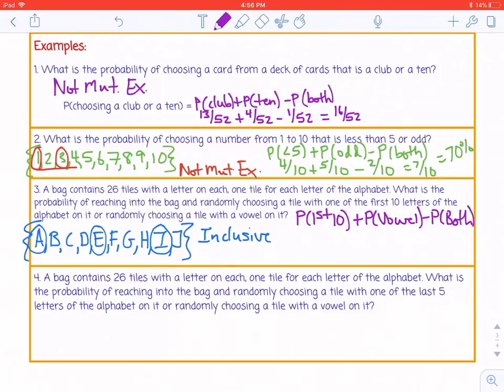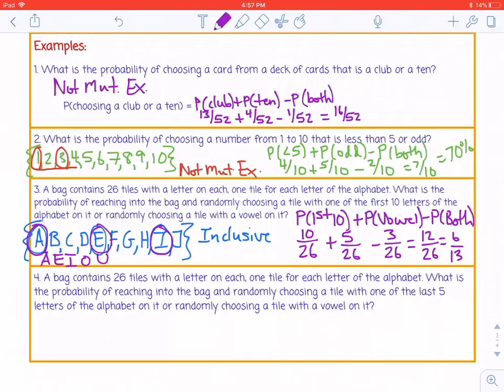Alright, so the probability that it's one of those first 10 letters of the alphabet would be 10 out of 26. The probability that it's a vowel, so think of all of your vowels. We have A, E, I, O, and U. So those are 5 letters that are vowels out of 26, minus the probability that it was both. So that was the A, the E, and the I. So that was 3 out of 26. All right, so 10 plus 5 minus 3, and then whatever the percentage is.